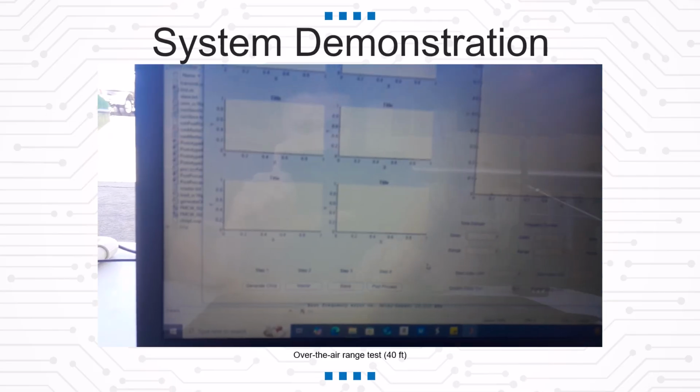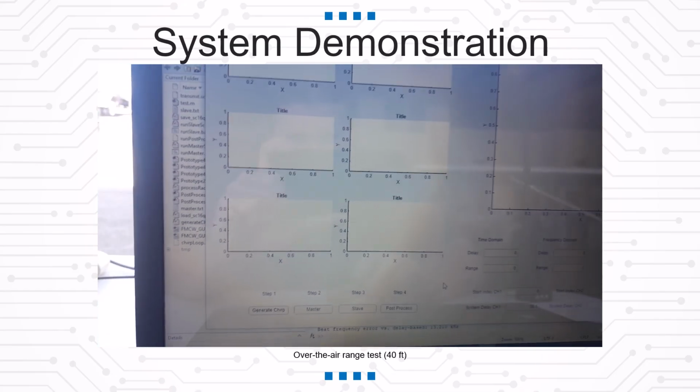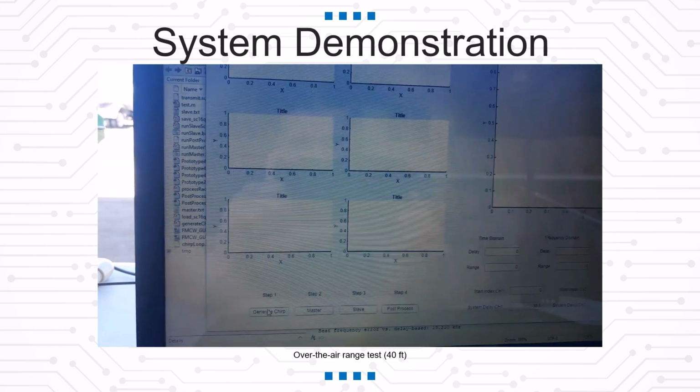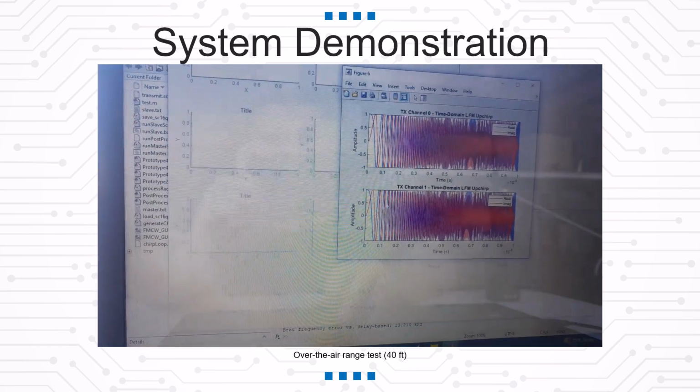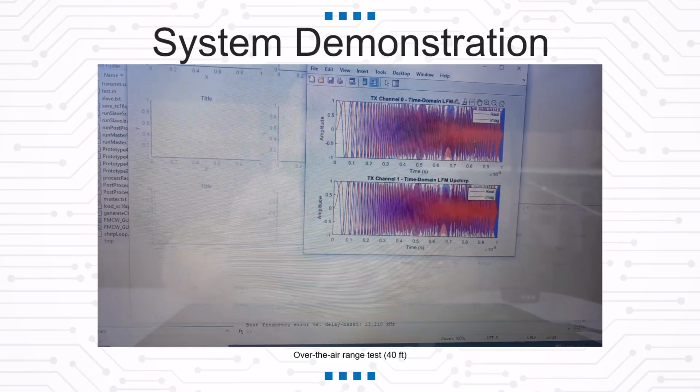This is the graphical user interface. And the way it works is you generate a chirp, and we can see it's a 10 microsecond chirp that increases in frequency.